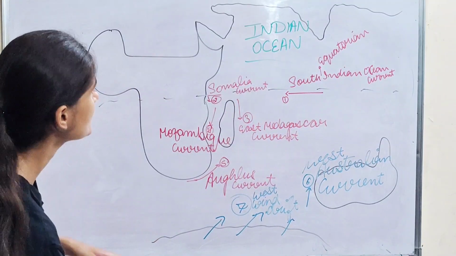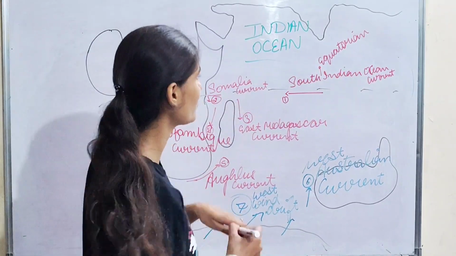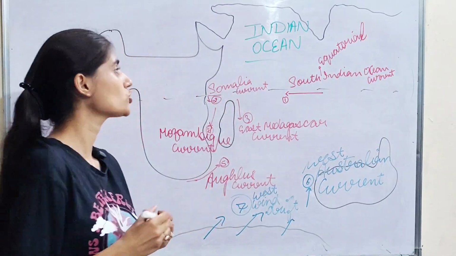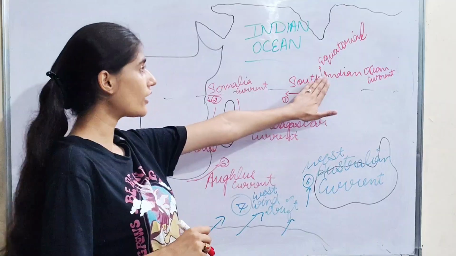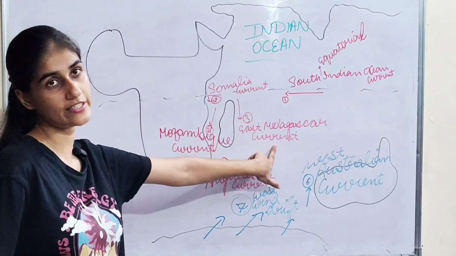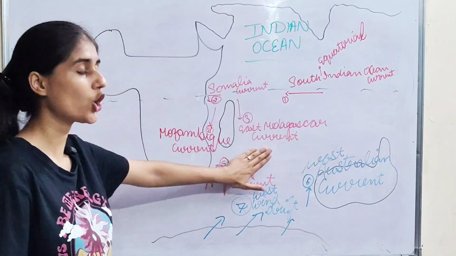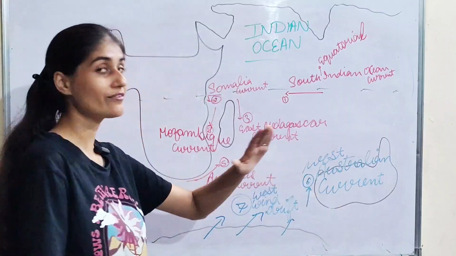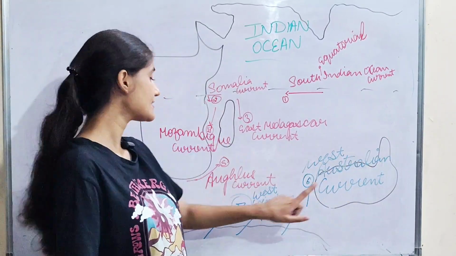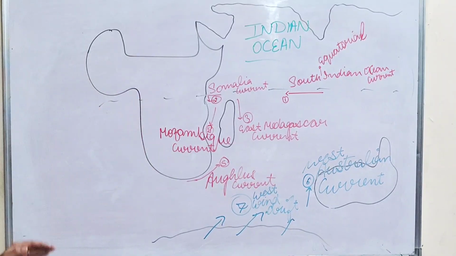So the first is South Equatorial, it is not Equatorian, South Equatorial Indian Ocean Current or South Equatorial Indian Current. Second is Somalian Current. Third is East Madagascar Current. Fourth is Mozambique Current. Fifth is Agulhas Current. Sixth is West Australian Current, and seventh is West Wind Drift. Take the screenshot of this.